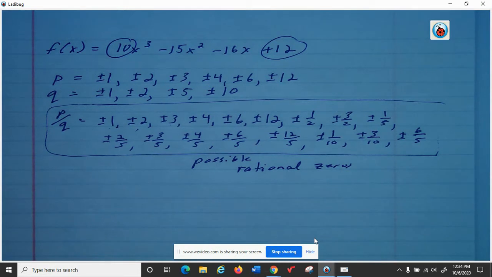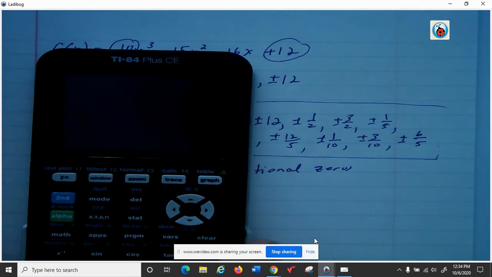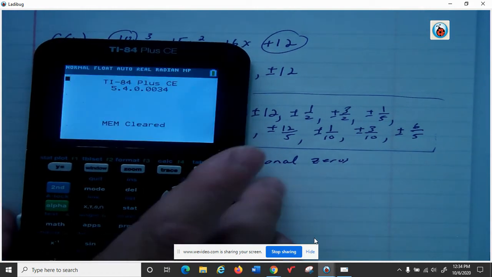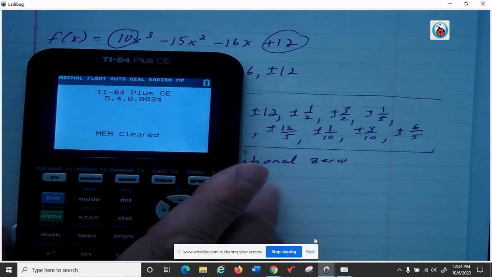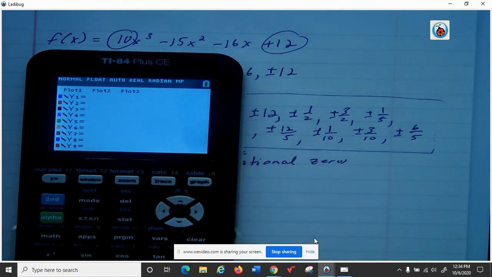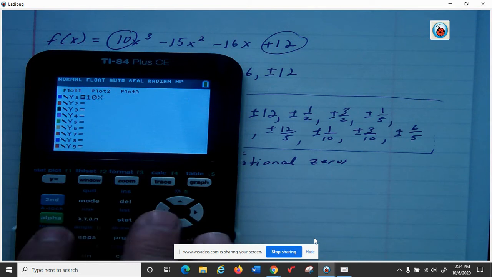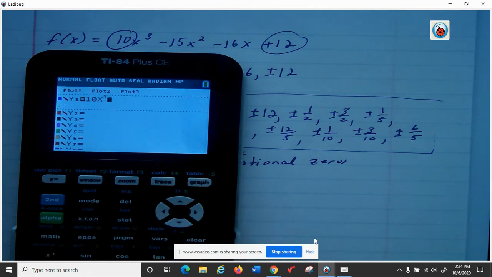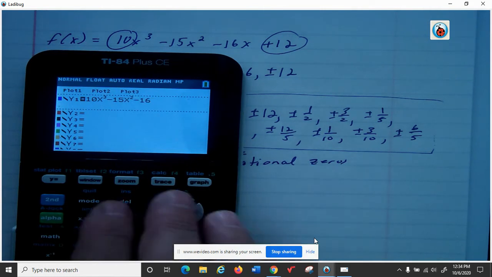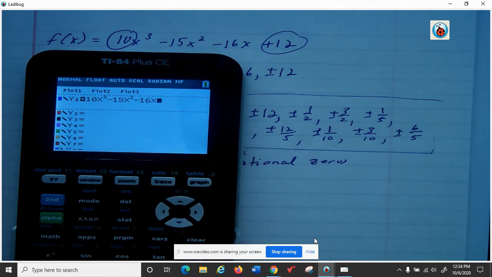First thing I'm going to do, though, is go ahead and set up my calculator, which I already have. I will type in that function into my y equals. I'm just going to double check to make sure I typed everything in right: 10x cubed minus 15x squared minus 16x plus 12. I did.